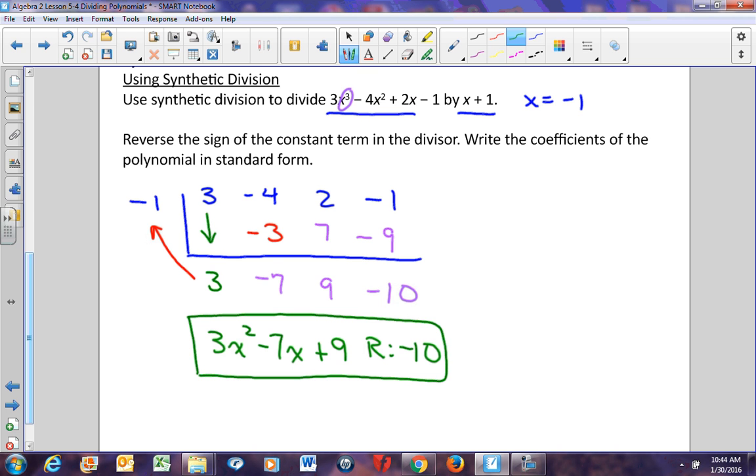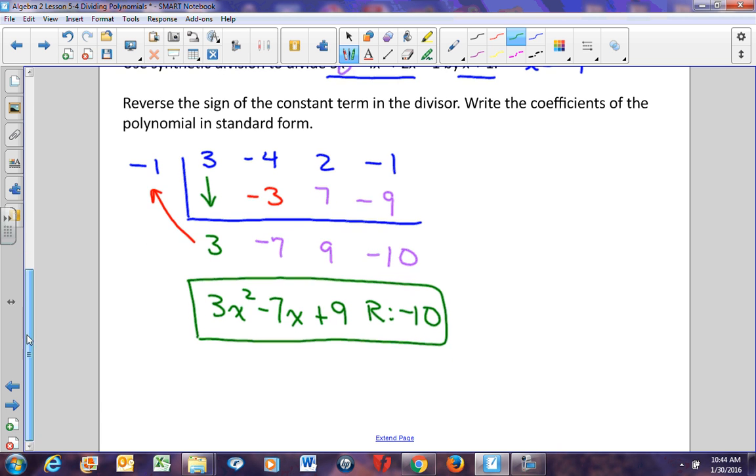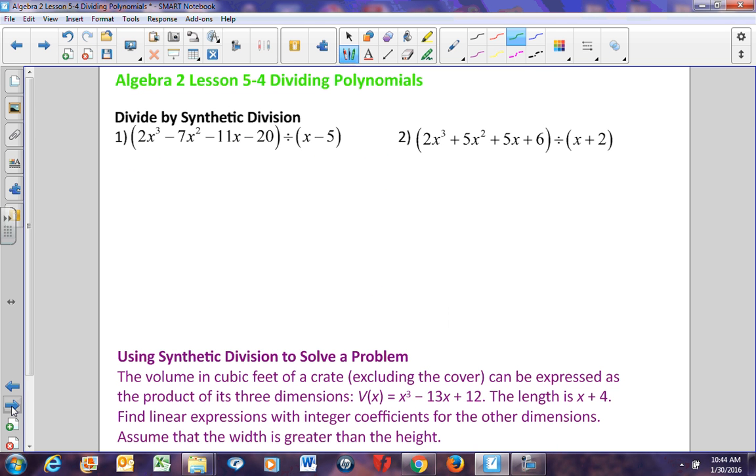I'm going to do a couple more problems in synthetic division to make sure you're understanding what I'm talking about. We're going to divide by synthetic division. I like synthetic division. To me, it's much faster, and a lot less space consuming too. All right, we're going to divide 2x to the third minus 7x squared minus 11x minus 20 by x minus 5. So reverse the divisor, so we're going to divide by 5. This goes in descending order, so I'm just going to use the coefficients: 2, negative 7, negative 11, negative 20.